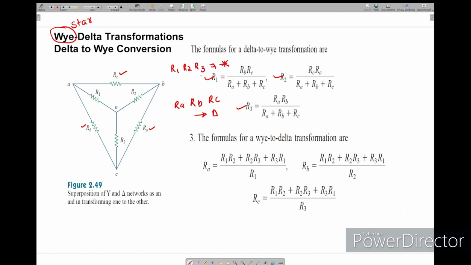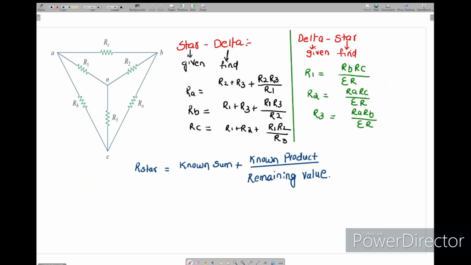So if you want to find delta values, you should know the star. If you want to find the star values, you should know the delta values. Means this is a one-to-one conversion. How we will convert, we will see. So here it is a star. First one I will convert star to delta.